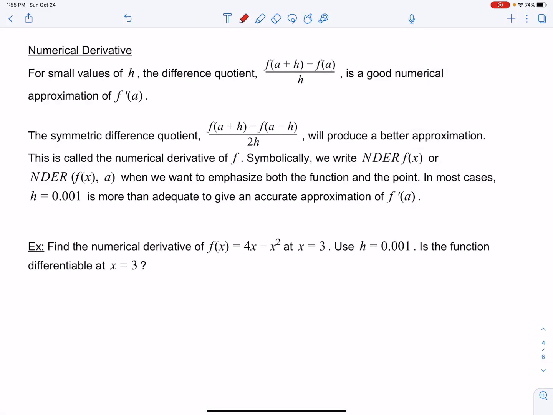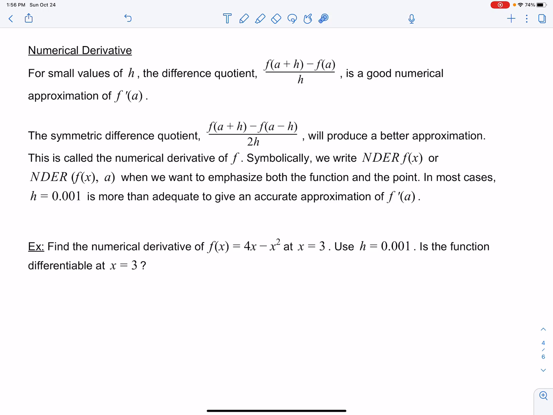Now we're going to look at what we call the numerical derivative of a function. So for small values of h, the difference quotient, f of a plus h minus f of a over h, is a good numerical approximation of the derivative of our function at a. The symmetric difference quotient, f of a plus h minus f of a minus h over 2h, will produce an even better approximation of our derivative of our function at a. So we call this our numerical derivative of our function.